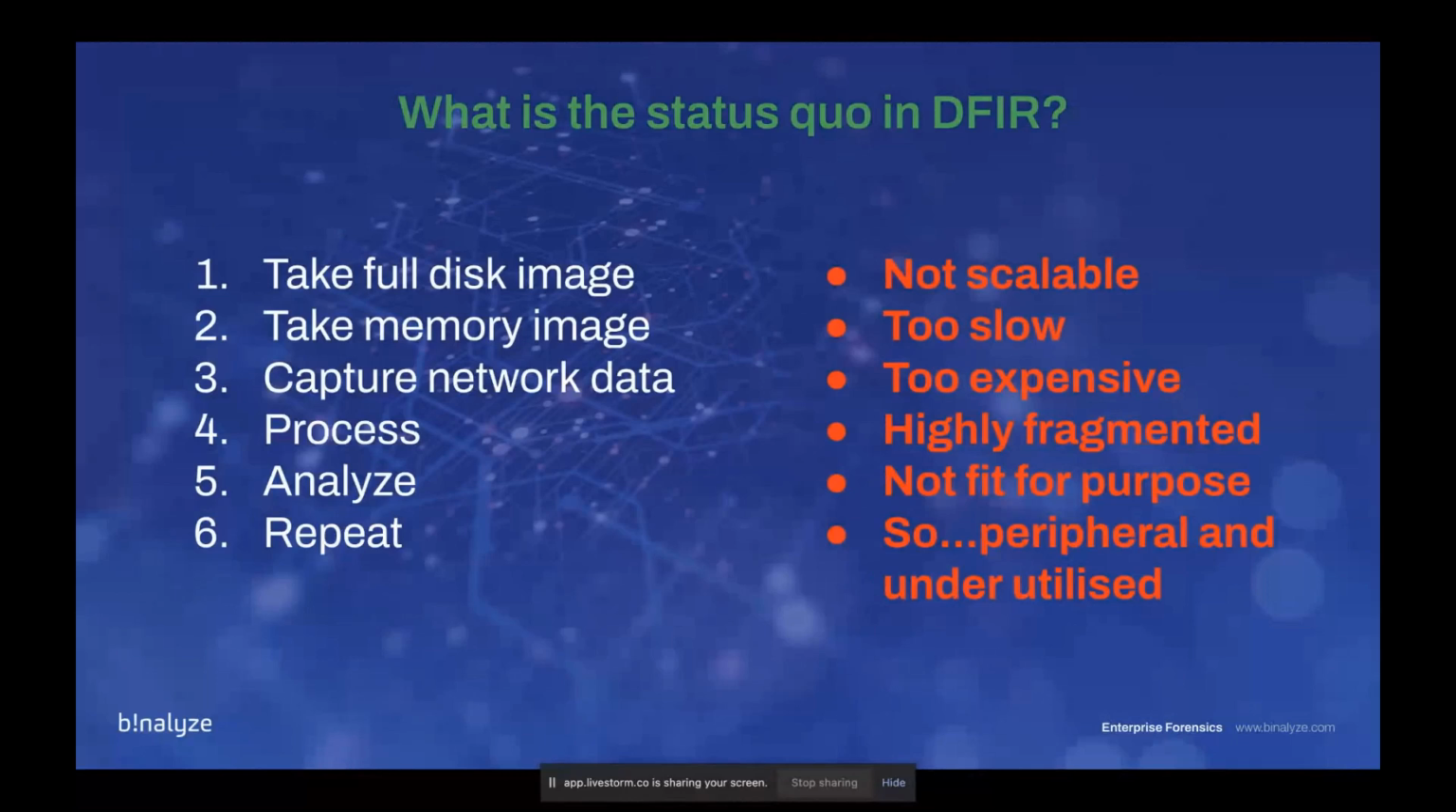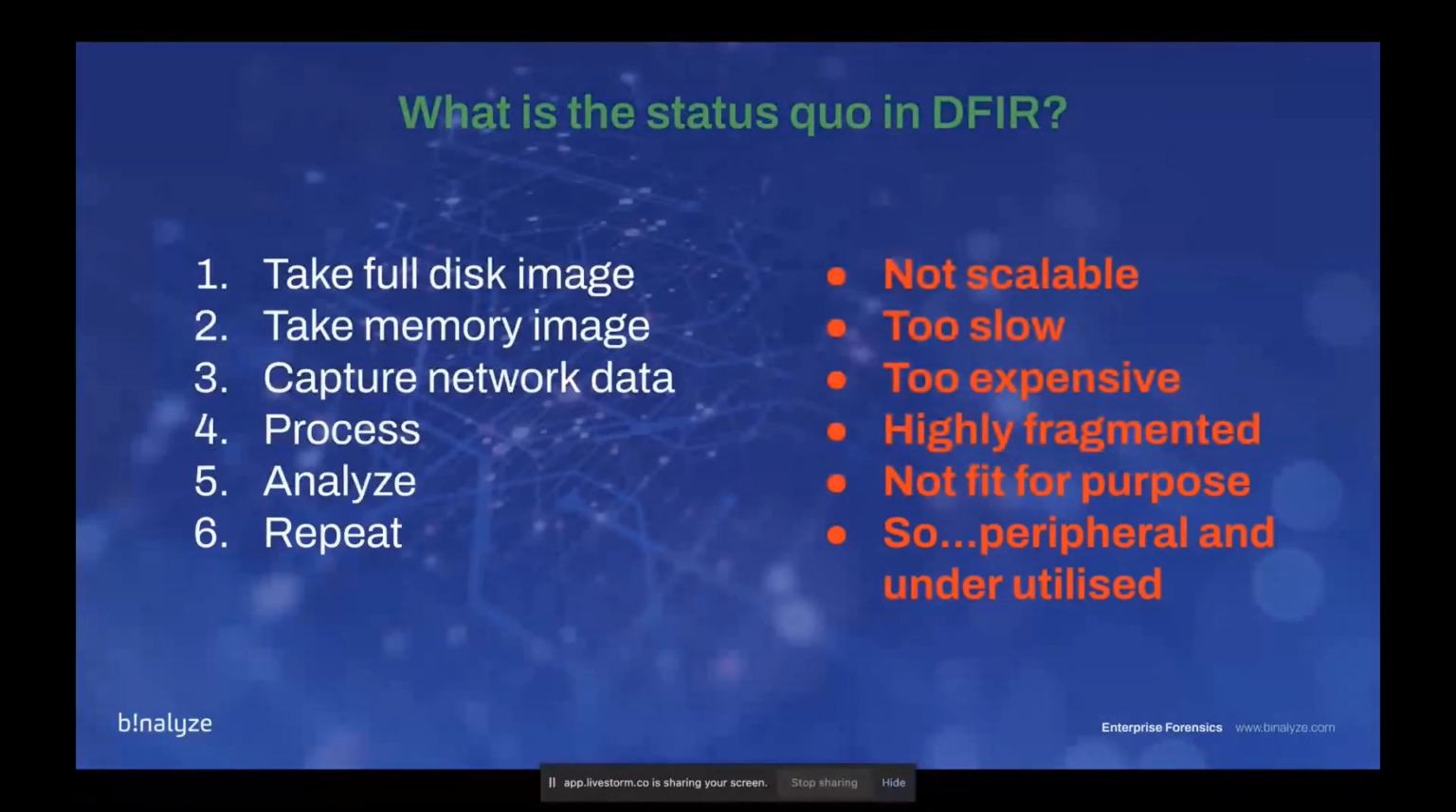Normally, when we have an alert or we have a suspicion in one of our endpoints, most of the time we do a full disk image, or in some cases we can also take a memory image. And based on the surveys we have performed on our customers, some of our customers are also performing network capture, but they don't prefer to because of the friction and the level of expertise required. And then you process this data and you analyze it, and then for another endpoint, you go to step one and repeat all these steps.